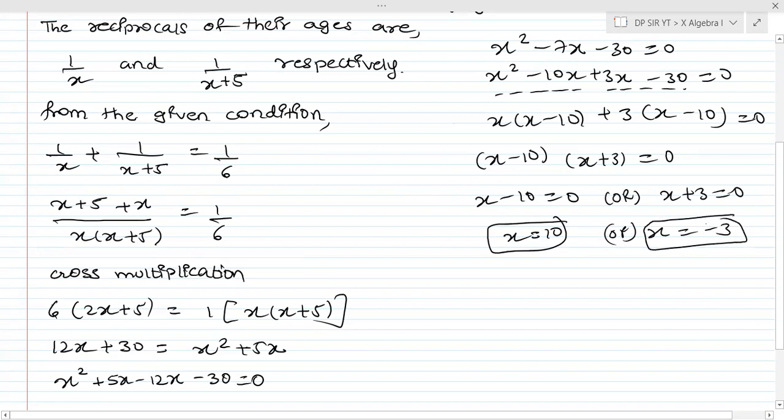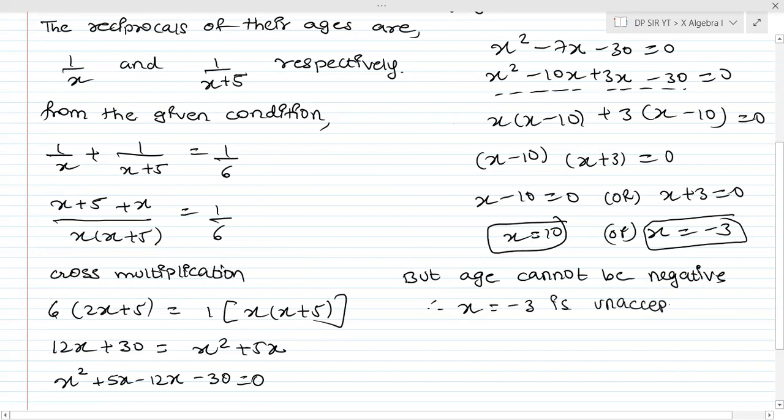I hope you understood up to here, no doubts. But age cannot be negative. Therefore x is equal to minus 3 is unacceptable. Therefore, x is equal to 10.